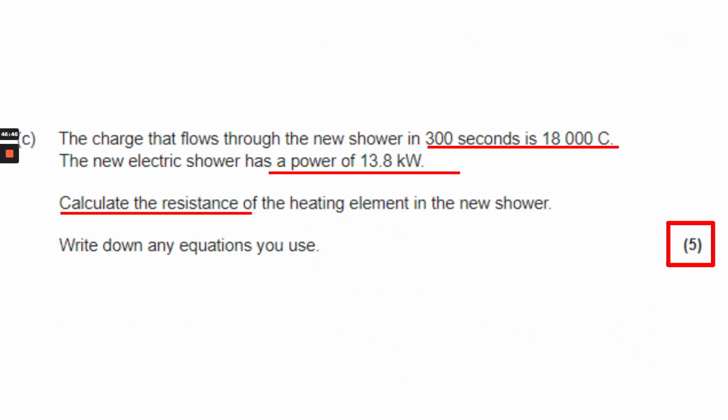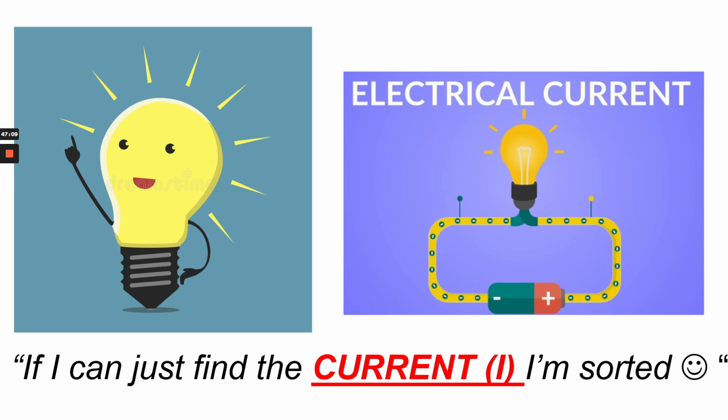Easy marks though. Here's a real life question, and this is combining equations. I'm seeing 5 marks. Now first of all, I'm seeing time and the coulomb. That's Q is equal to I times T. Then I'm seeing power, watts, and resistance. That's P is equal to I times V. I need to find the current again, then I'm sorted.